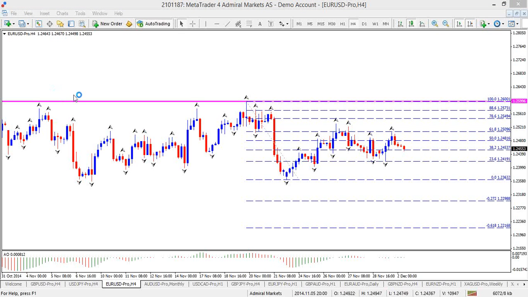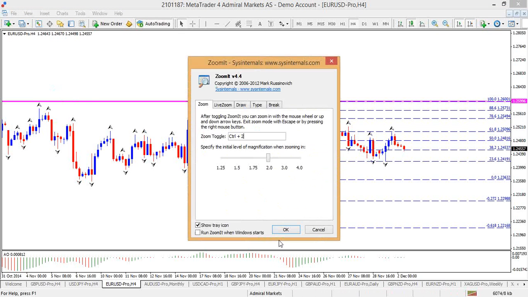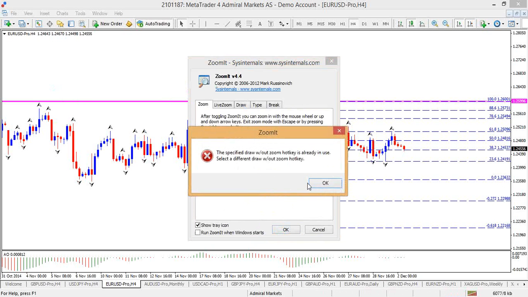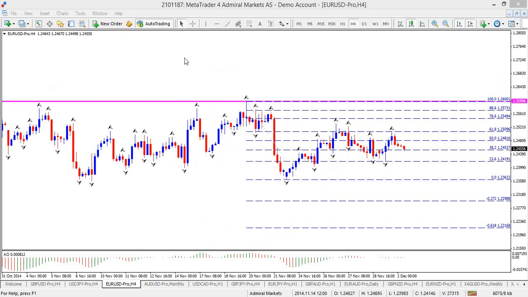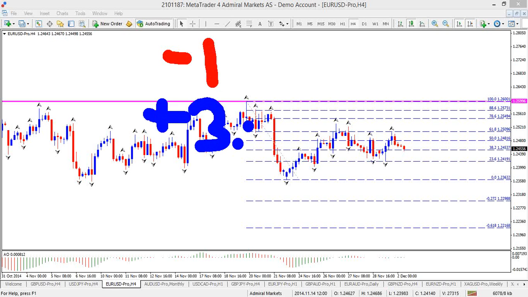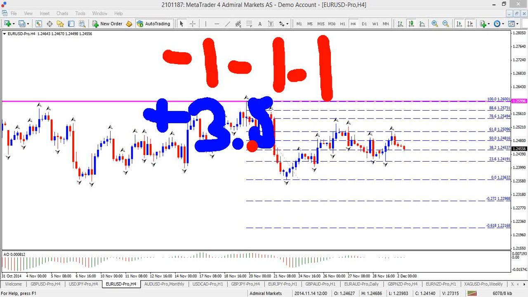Sorry, my drawing tool is not working again. Good. So minus 1% is lost. But if the trade is profitable, this is 1. So you could even have something like that, but you're still profitable in fact.